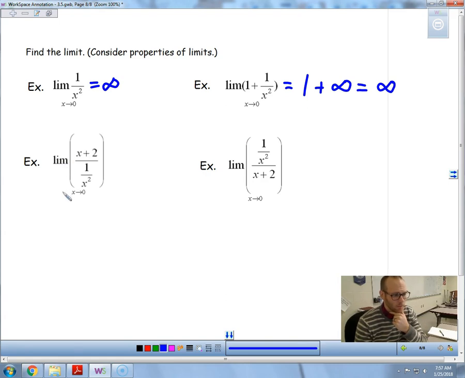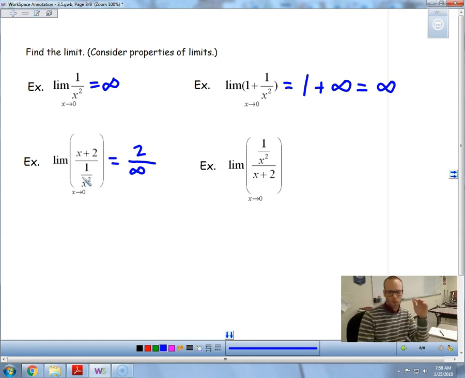All right, here, limit as x goes to 0 of x plus 2 over 1 over x squared. If I'm taking the limit of a quotient, I can take the limit of the top over the limit of the bottom. Now, the limit of the top, as x goes to 0 of x plus 2, where is this function going as x goes to 0? That's just a line. Nice continuous function, well behaved. We can put in 0. The top is going to 2. Now the bottom function, we already know, is going to infinity. So if the top is approaching 2 and the bottom is approaching infinity, what is this function doing?